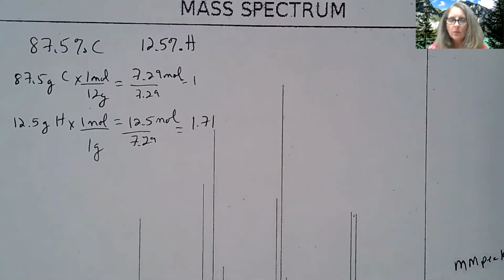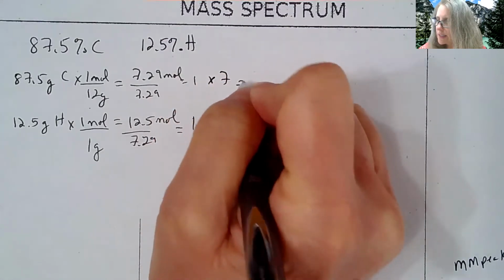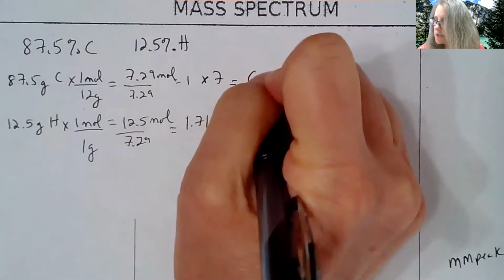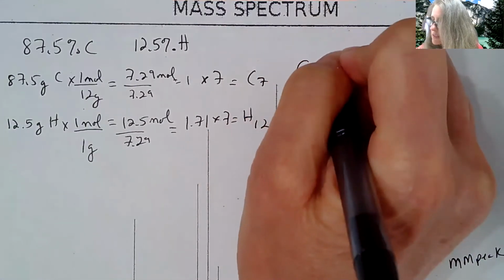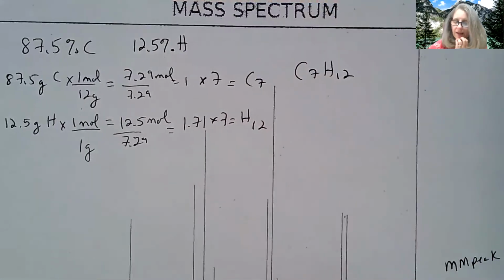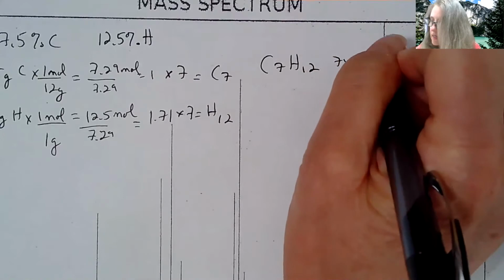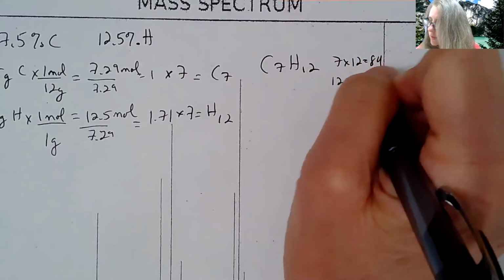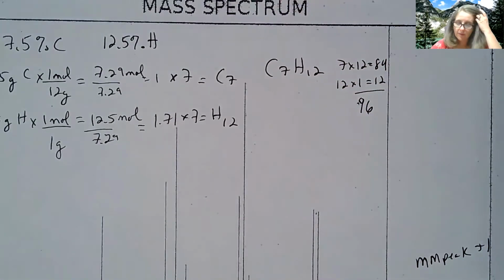So one way you could rationalize it is to ask what number I need to multiply by to get it to a whole number. Sometimes you might have to play around with it, and I'll show you a different way of approaching it as well. So carbon turns out to be 7, hydrogen turns out to be 12. So my formula is C7H12. And that makes sense because 7 times 12 is 84, and then 12 times 1 is of course 12, and together I get 96. So that is my formula from this.